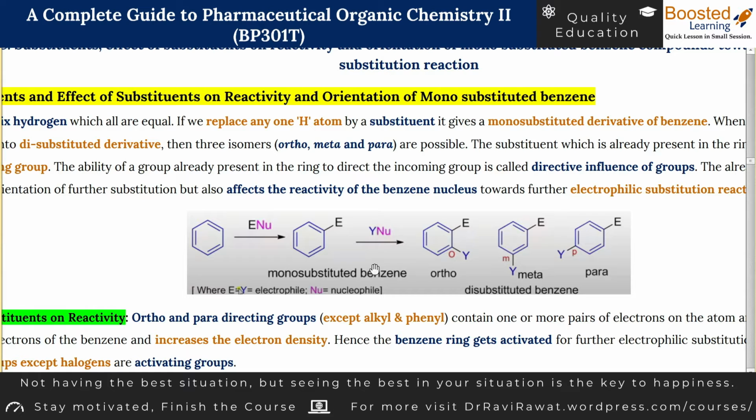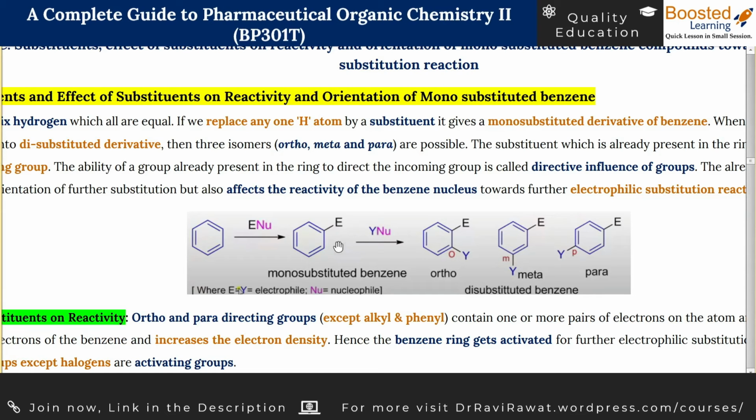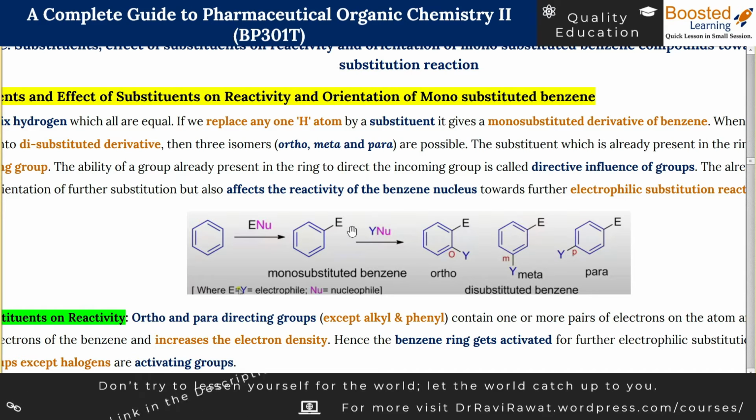Now the interesting thing of part C is that when this mono-substituted benzene is going to undergo one more round of electrophilic substitution reaction, what is the effect of this already present substituent on the rate of the reaction that it will undergo and on the position of the incoming electrophile? Rate means whether the reaction will become easier, will speed up. Is that the effect of the already present substituent on the second round of electrophilic substitution?